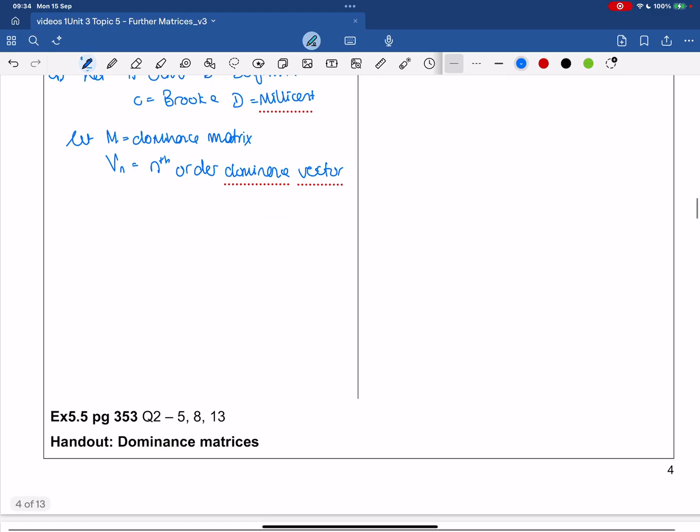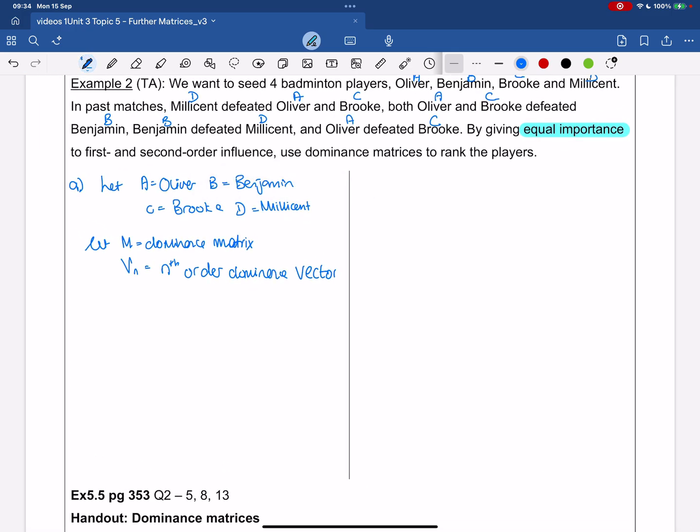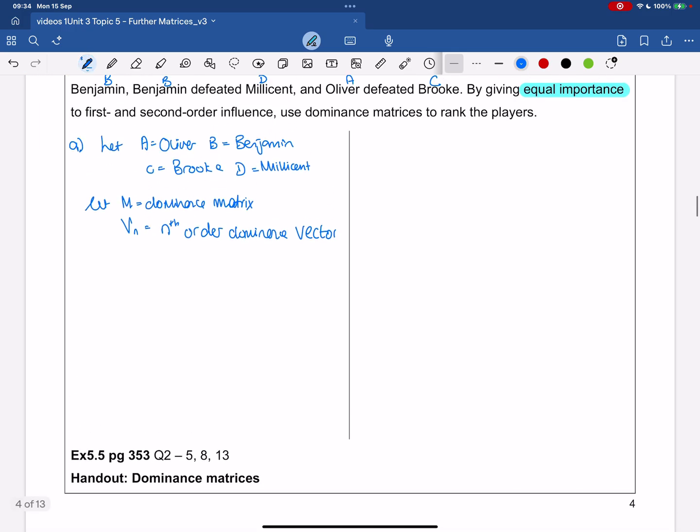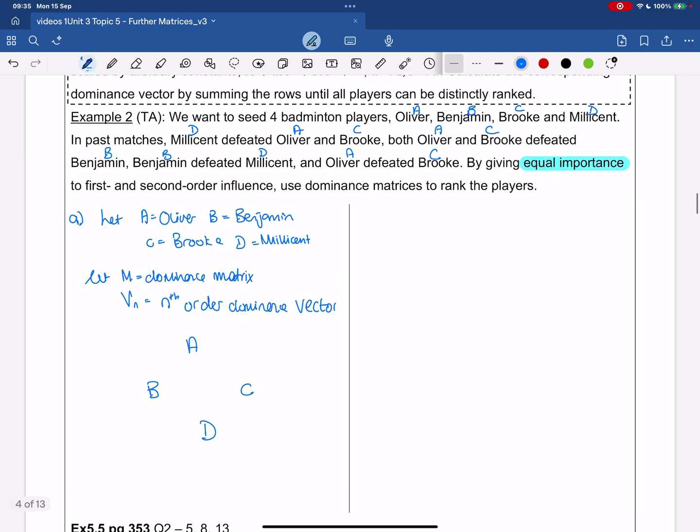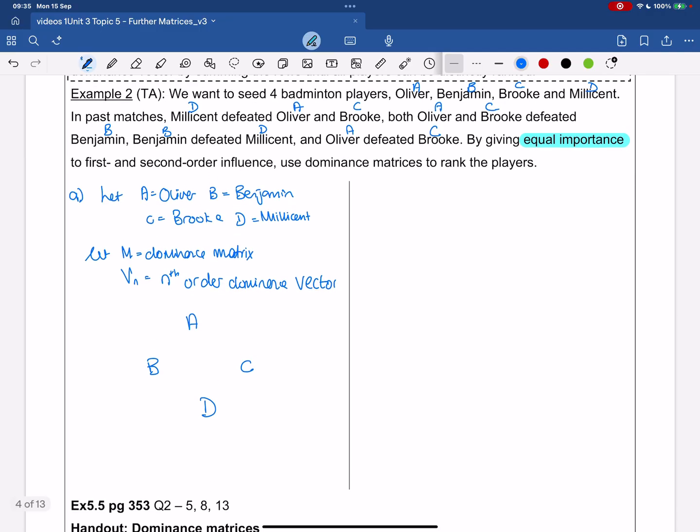All right. So let's have a look. Let's draw ourselves a digraph and see what we can get out of that. Okay, so we have A, let's put B there, B, C, and D. And we know that A defeated both Benjamin and Brooke. Okay, so A defeated both B and C.